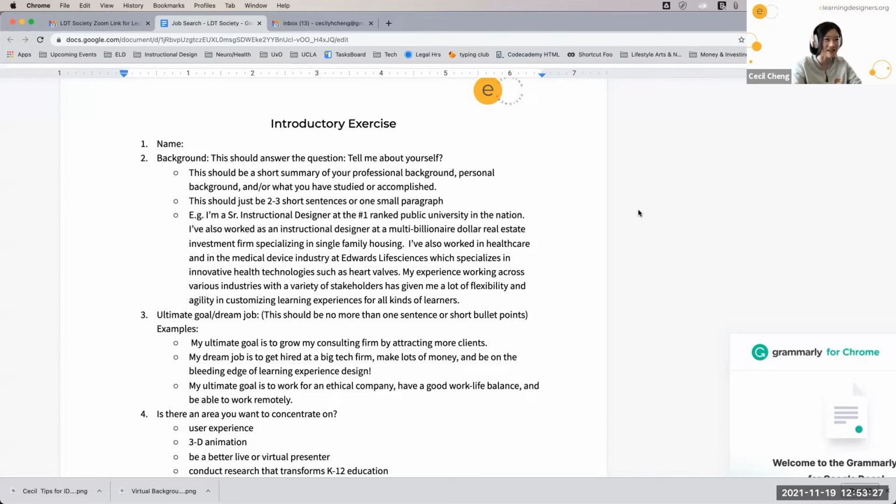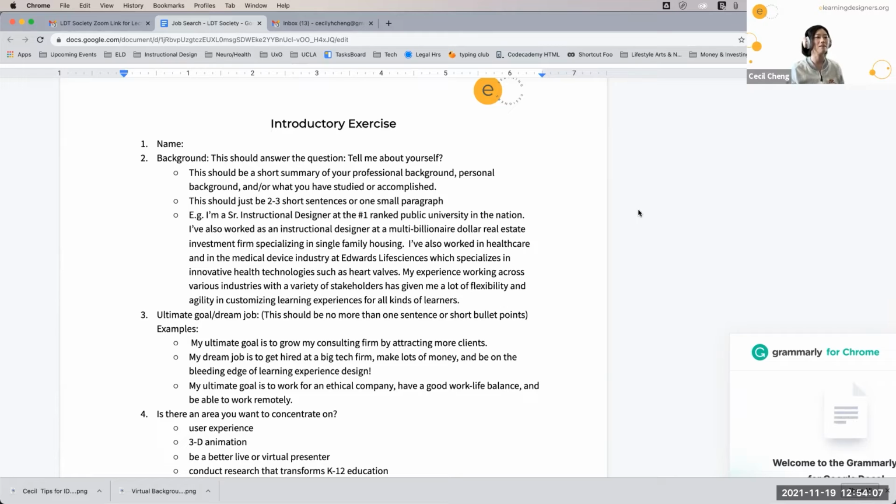I'm a senior instructional designer at the #1 ranked public university in the nation, UCLA. I've also worked as an instructional designer at a multi-billion-dollar real estate investment firm specializing in single-family housing. I've also worked in healthcare and the medical device industry at Edwards Lifesciences, which specializes in innovative health technologies such as heart valves. My experience working across various industries with a variety of stakeholders has given me a lot of flexibility and agility in customizing learning experiences for all kinds of learners.